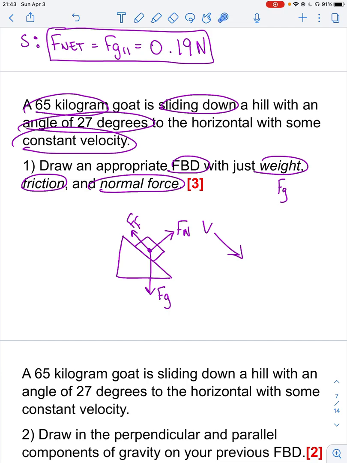Notice that I have a dot right in the middle. FG is perfectly straight down. My normal force makes a 90-degree angle, and my force of friction is parallel to the surface, and it goes through the middle of the block. Notice how the frictional force and the normal force go through the middle of the block. Please keep that in mind when drawing your free body diagrams.